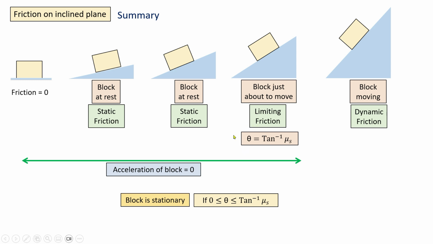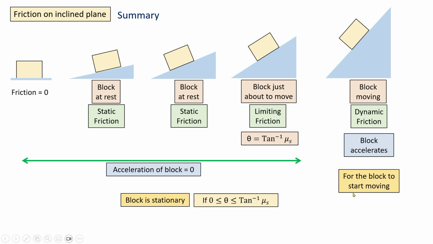Now, the moment you go beyond this angle, if theta is greater than tan inverse mu s, that's when the block will accelerate, and the friction acting on the block will be dynamic in nature. All kinetic friction will be applicable here. So to summarize, for the block to start moving, the angle theta needs to be greater than tan inverse mu s. And to solve the questions, you are just supposed to remember these conditions. Greater than tan inverse mu s, the block will start to move. If theta is less than or equal to tan inverse mu s, then the block will be stationary and the acceleration of the block is 0.